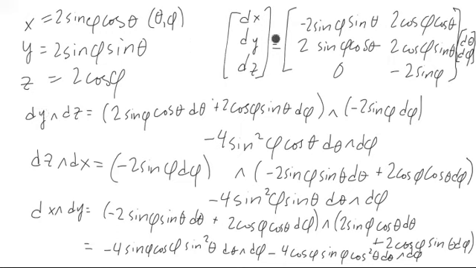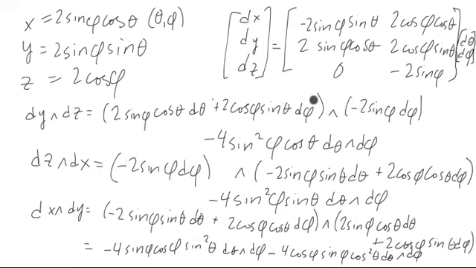dy. How do we get dy? Simply by taking this middle line dotted with that column right there, and that's how we get this dy. Similarly for dz, and likewise we get dx, which is represented right here.